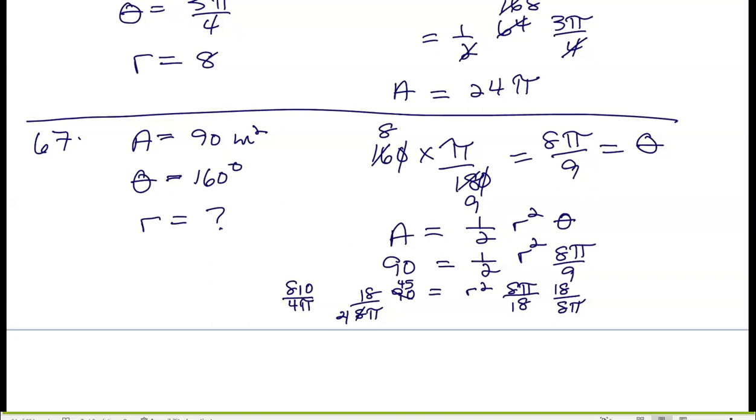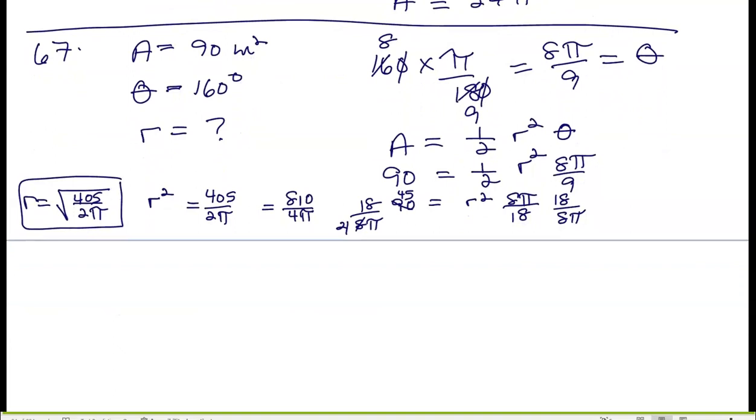Okay, so I don't think 810 is divisible by 4, but I do know that 810 is divisible by 2. So let's make this 405 over 2 pi. And what does that equal? That equals r squared. So therefore, r equals the square root of 405 over 2 pi. And I'm going to leave that be for right now because that's an exact answer. Even though I shouldn't have a radical in the denominator, I'm going to leave that. Okay, so that brings me to 69.